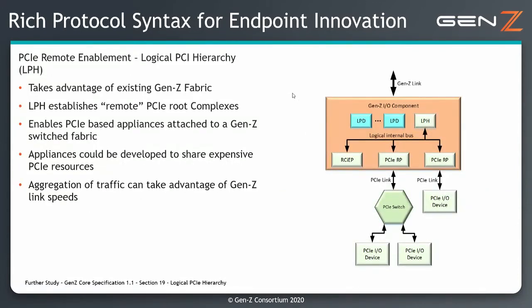The second PCIe enabling GenZ feature is the logical PCI hierarchy. This enables GenZ components to attach a set of native PCIe devices to a host via the GenZ fabric. This diagram shows an LPH bridging to a PCIe hierarchy with two PCIe root ports, another root complex with an integrated endpoint, and an external PCIe switch with three external PCIe devices.